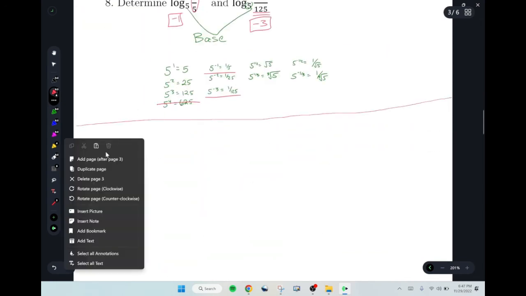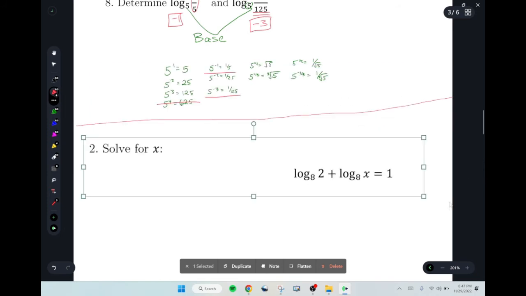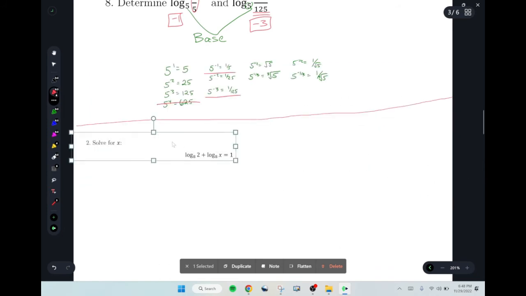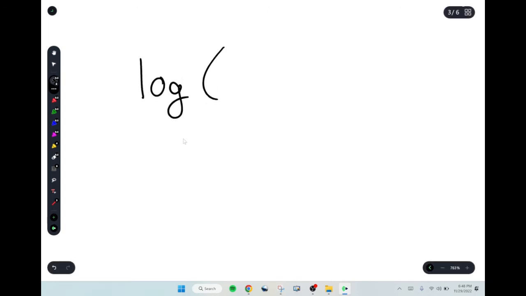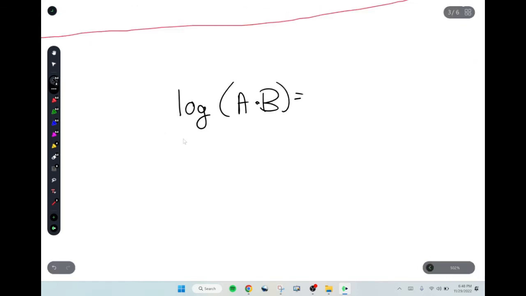Number 2 calls back a log rule, and it's probably worth remembering. There's only 3 log rules, so it's probably worth trying to remember all 3 while we're here. There's log, we'll just leave it alone, not even have a base. If you have log of a times b, what does that turn into? Log of a plus log of b.